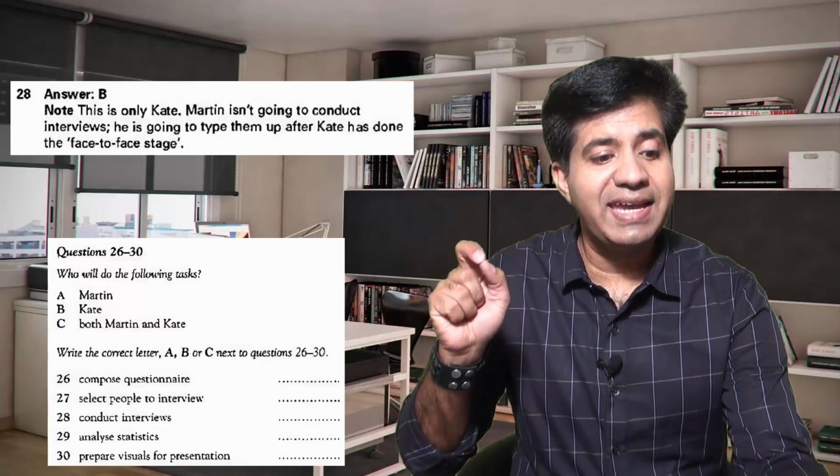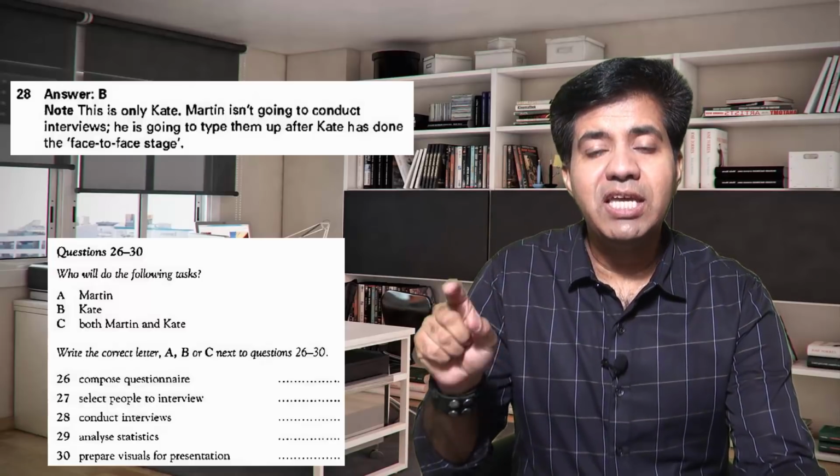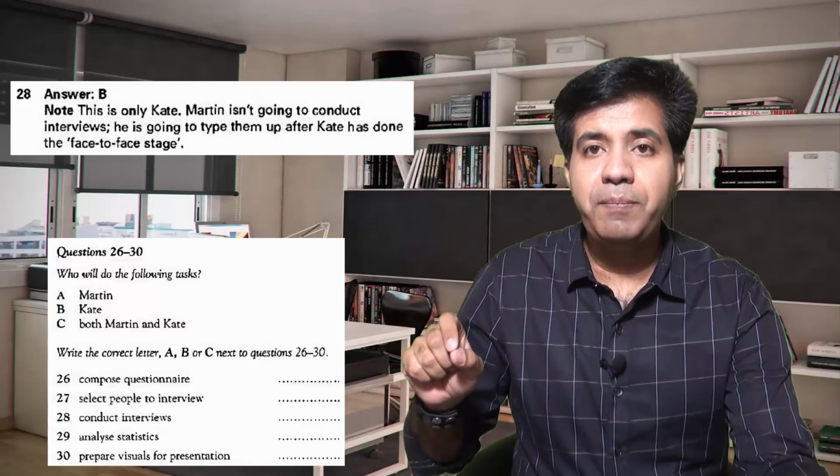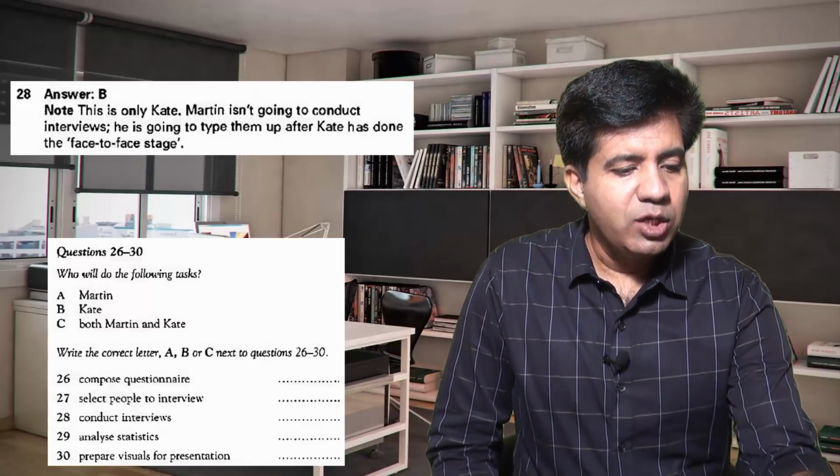And don't write Kate. Don't write Martin as an answer. You just need to write ABC. If you write Kate, Martin, both Martin and Kate, your answers will be considered wrong. I'm telling you now.